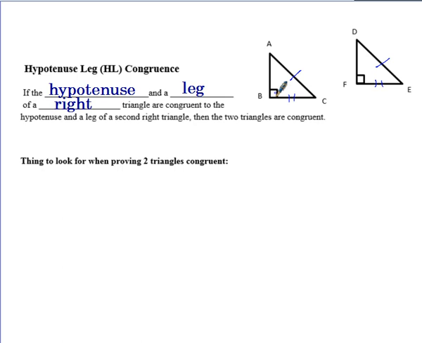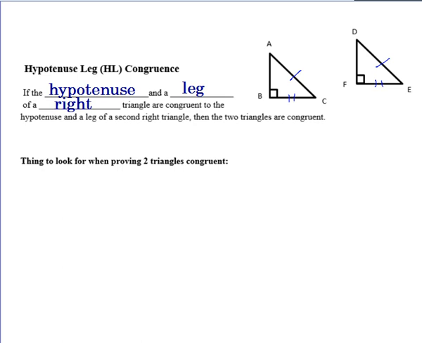So when you're looking at hypotenuse leg, you're essentially looking for 3 things. You're looking for the hypotenuse, the leg, and the right angle, making sure that the triangle has those 3 parts. So those are the 5 methods of how to prove triangles congruent.